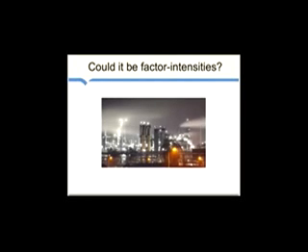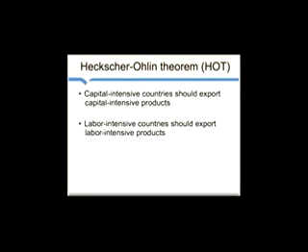One possible nomination for an explanatory factor about trade is factor intensities, namely whether your country has a lot of capital or a lot of labor relative to other countries in the world. So just to recap the Heckscher-Ohlin Theorem, or HOT for short, it's saying that capital-intensive countries, by global standards that is, should be exporting capital-intensive products. Similarly, labor-intensive countries, again by global standards, should be exporting labor-intensive products.